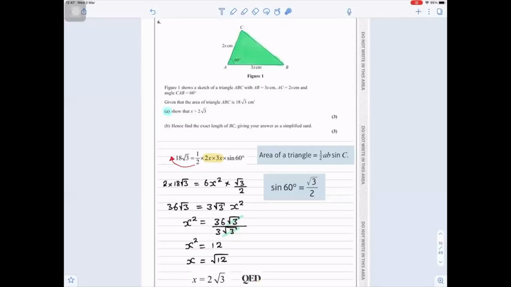Question number 6. Figure 1 shows a sketch of a triangle ABC with AB is 3x, AC is 2x, and the angle CAB is 60. Show that x is equal to 2 root 3.